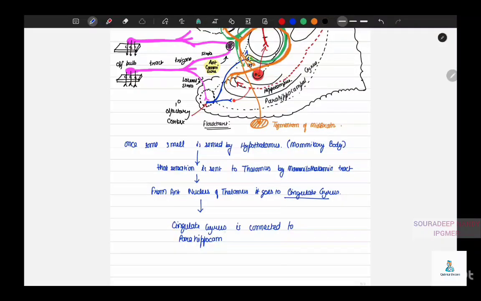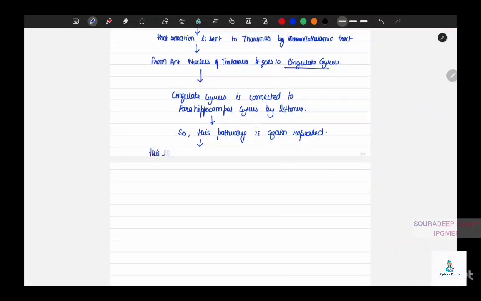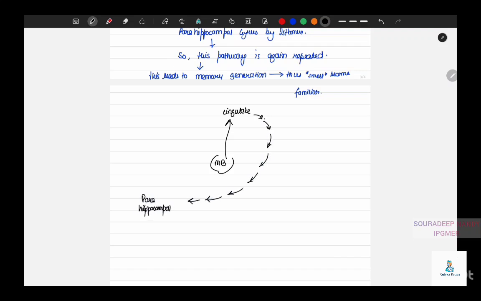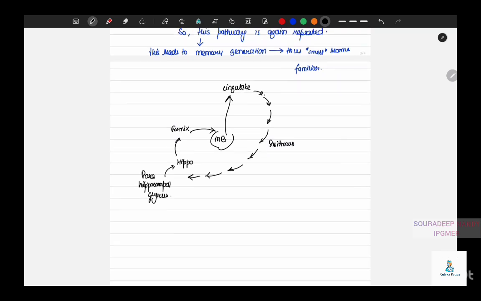The cingulate gyrus is connected to the parahippocampal gyrus by the isthmus, and the sensation is carried to the parahippocampal gyrus by the cingulum, which is a long association fiber. So this whole cycle is repeated multiple times, and this is responsible for the memory generation. So that if that smell comes again, then it looks familiar. So here I am drawing the summary. Then from the parahippocampal gyrus to the hippocampus, then through the fornix, it again comes back to the mammillary body, and this cycle is repeated.